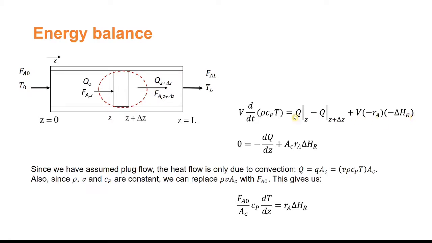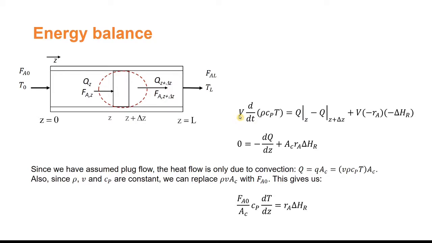The accumulation term is the amount of energy in this control volume. The amount of energy per unit volume is the molar density times the molar heat capacity times the temperature. You should know this already. Q is equal to mc delta T. But this is not m. This is rho, the density. So we have to multiply this by the volume.